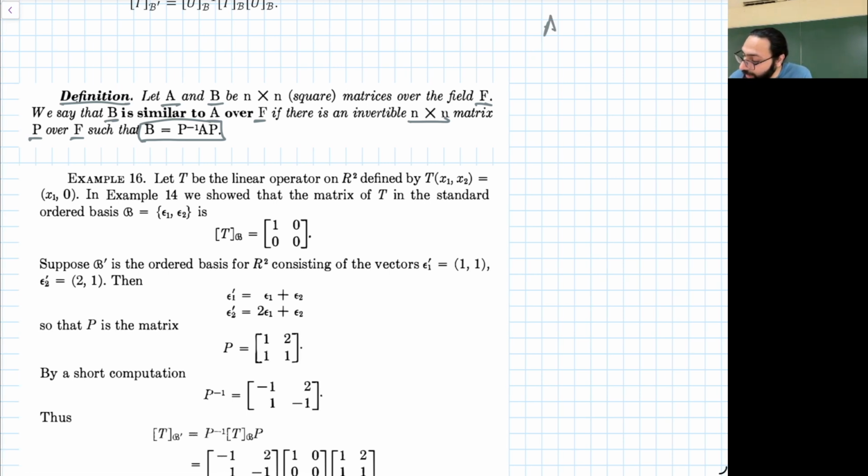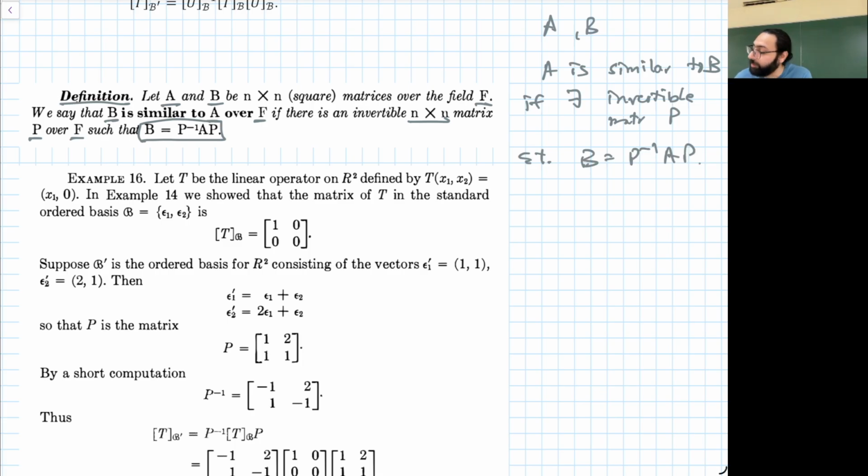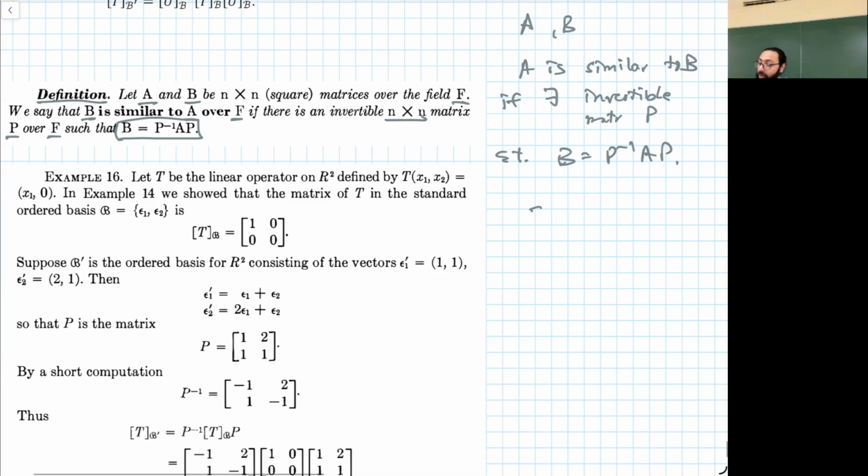Let me say it again. So A and B, n cross n matrices. We say that A is similar to B if there exists an invertible matrix P such that B is the same as P inverse AP. Is the statement clear? Okay, so using this language, what can you say about TB and TB prime?